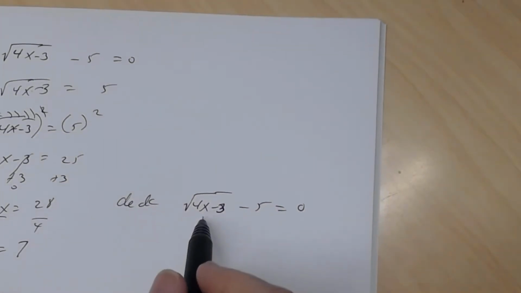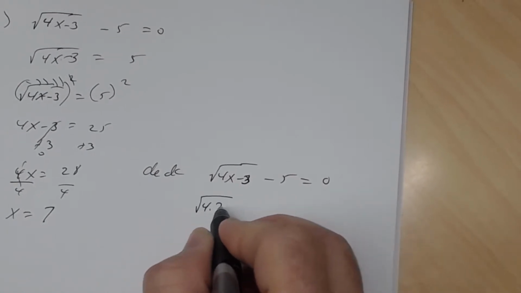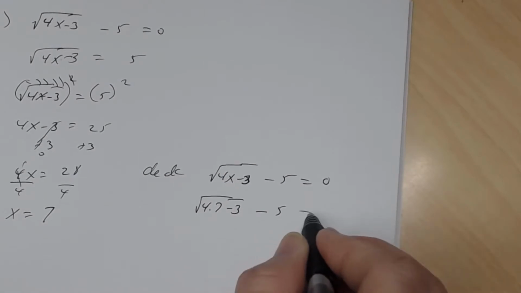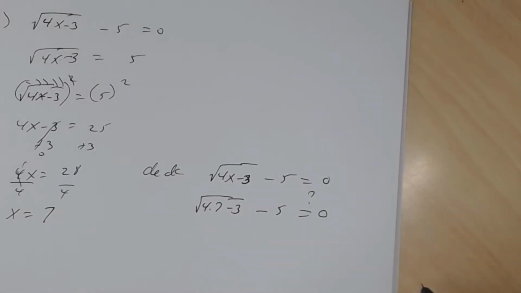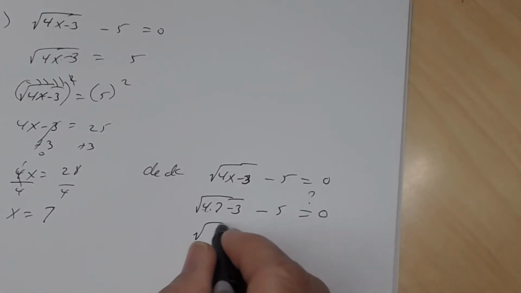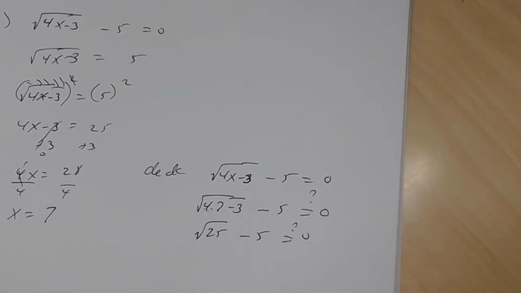Okay, now where we see the variable x, I'm going to substitute 7. So I get 4 times 7 minus 3. Whatever that is, I'm going to subtract 5. And the question is, is that going to be 0? Well, 4 times 7 is 28. 28 minus 3 is 25. So the question is, is the square root of 25 subtract 5 the same thing as 0?